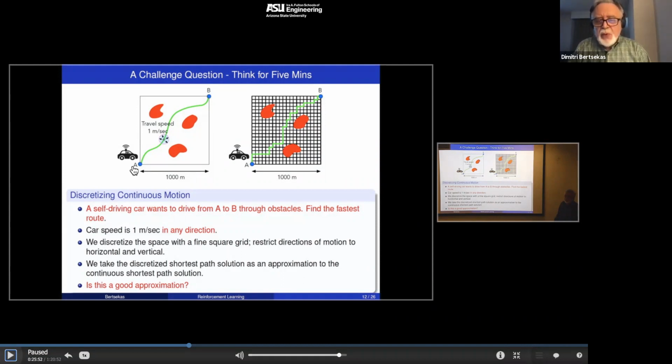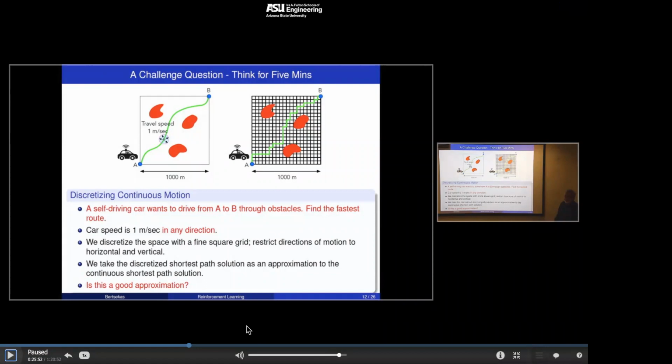But what happens here if you use finer precision? It turns out the paradox is that no matter how fine the precision is, you cannot improve the result, and you cannot approach the optimal continuous path. That's the challenge question. I see. Any other comments on this challenge question?